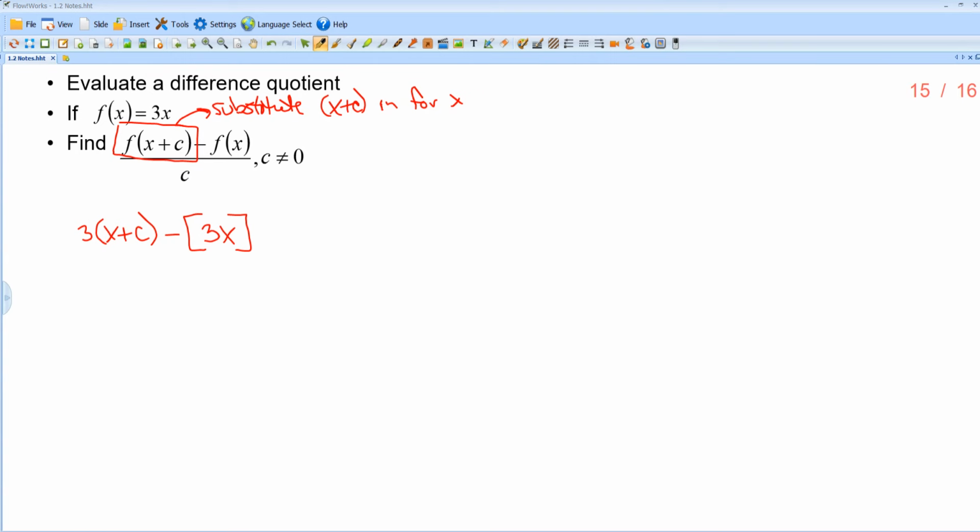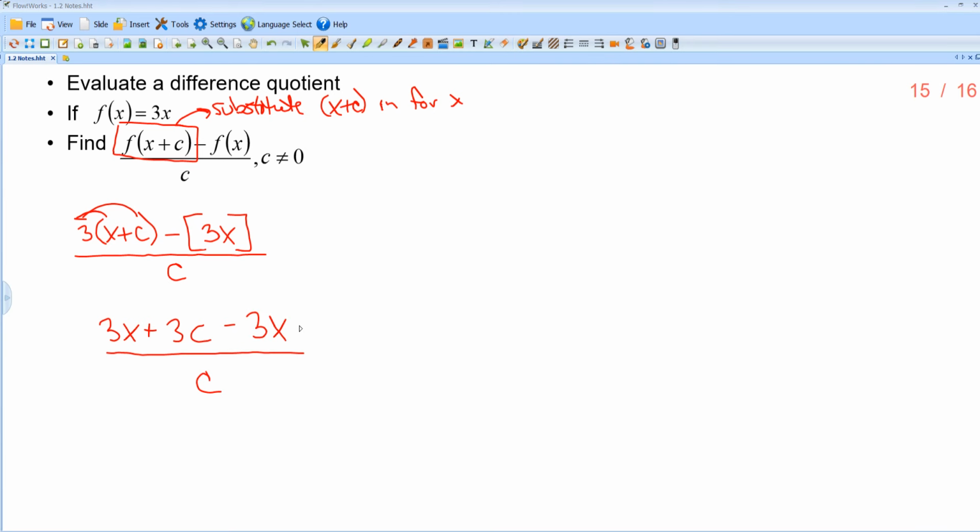You could put it in parentheses if you want, but it's just important to remember that this subtraction is going to be distributed to every term in the original function. In this case, there's only one. This is all over c. And then I just simplify this. So I'm going to distribute this 3, and I get 3x plus 3c. And I'll distribute this negative, minus 3x, all over c.